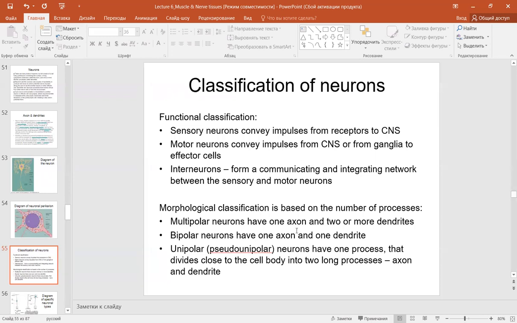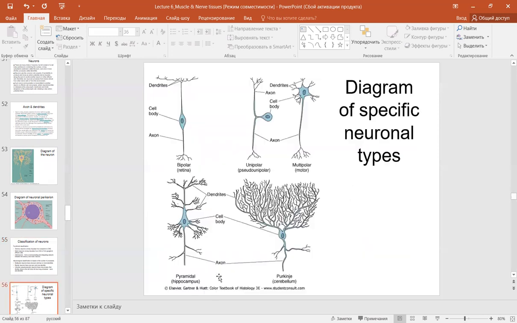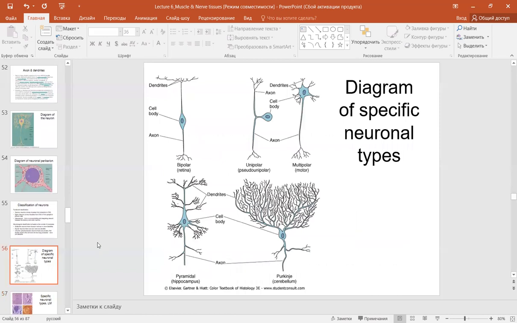Morphological classification is based on the number of processes formed by the neuron. Multipolar neurons have one axon and two or more dendrites. Bipolar neurons have one axon and one dendrite. Unipolar or pseudo-unipolar neurons have one process that divides close to the cell body into two long processes, axon and dendrite.